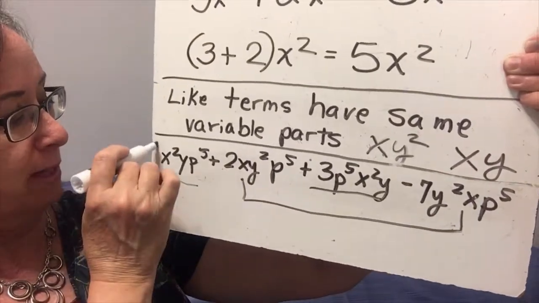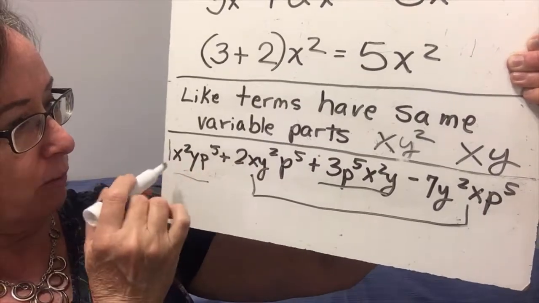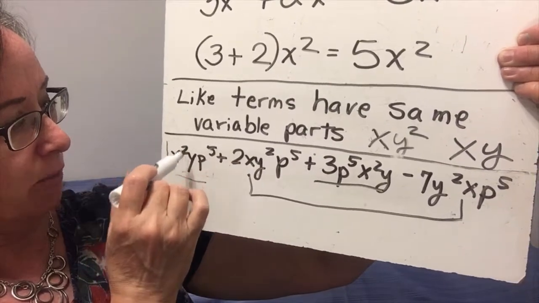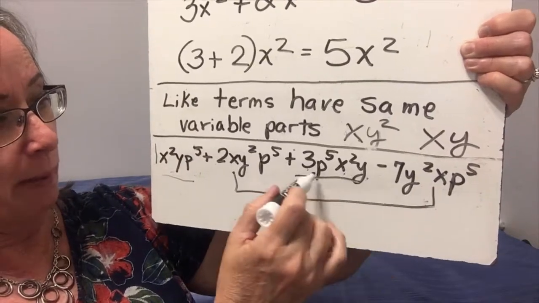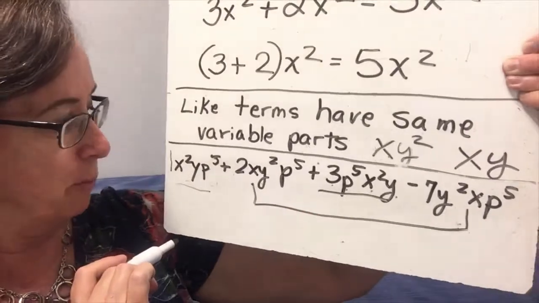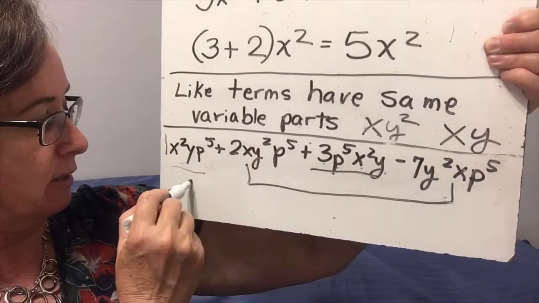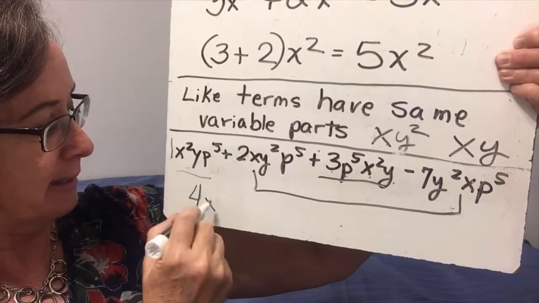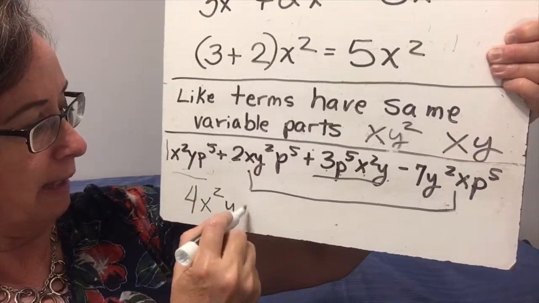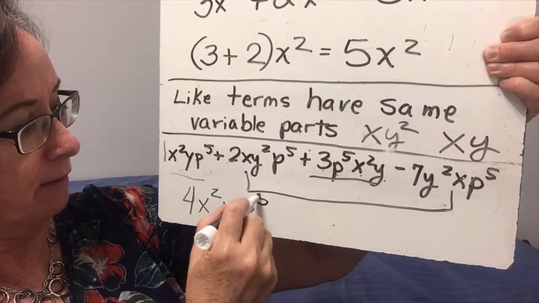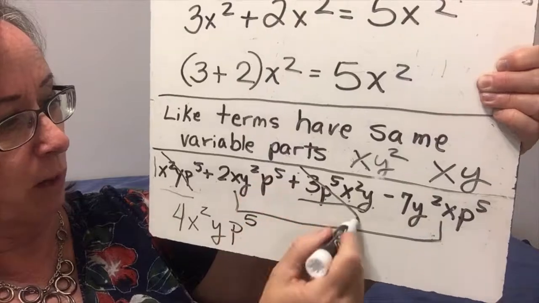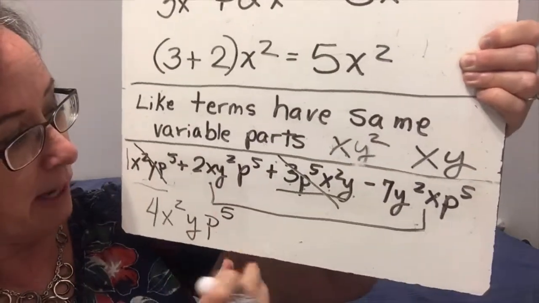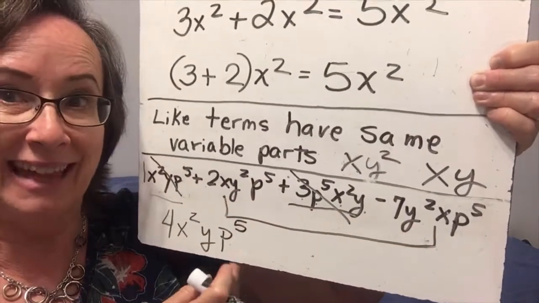And remember, when there's nothing here, it's a 1. So we have a 1 x squared y p5 and a 3 x squared y p5. Remember, the order is not important. So 1 plus 3 is 4 x squared y p to the 5th. So now that we've added those, you can mark them off if you want to. You don't have to. But we only have 2 left, and they match.